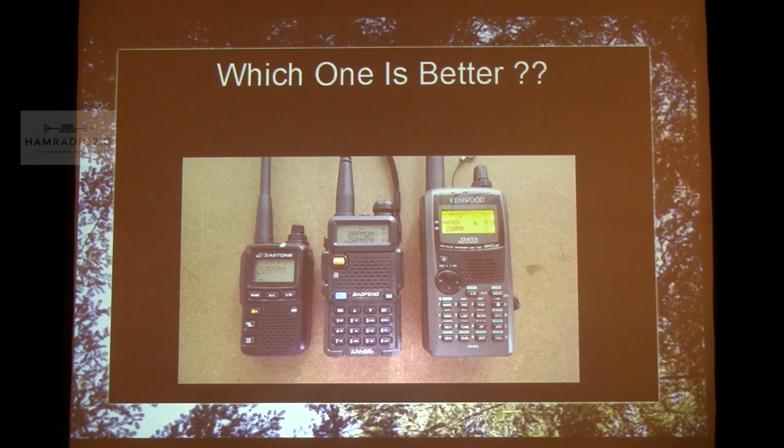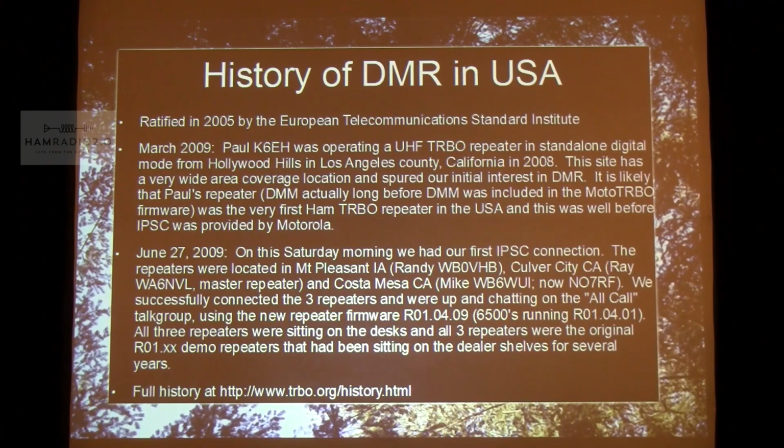Because the last thing you want to do is put up a repeater and connect it to a network that the other dozen repeaters in your state aren't on. So just keep that in mind. But if anything, this is a short history of DMR in the USA. Actually, this is DMR in Texas, but it was started in 2009 by Paul K6EH, operating a UHF turbo repeater in standalone digital mode from Hollywood Hills in California, Los Angeles. So it kind of progressed from there, and you can read this history.